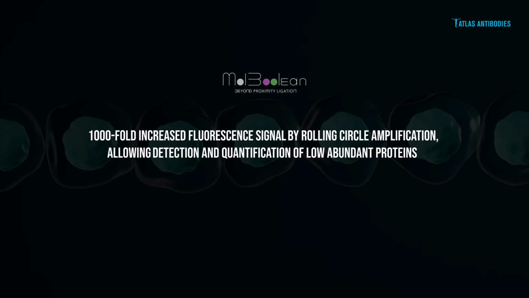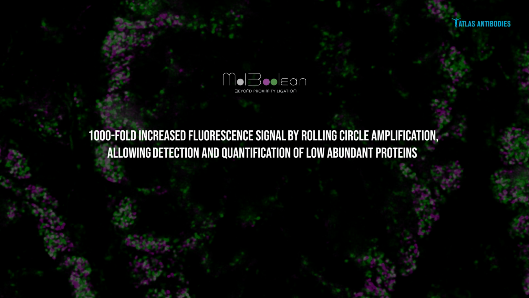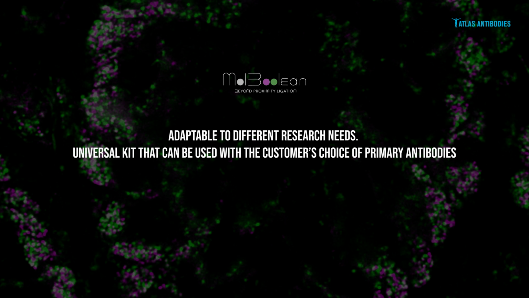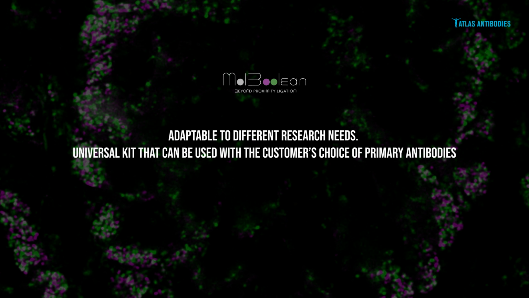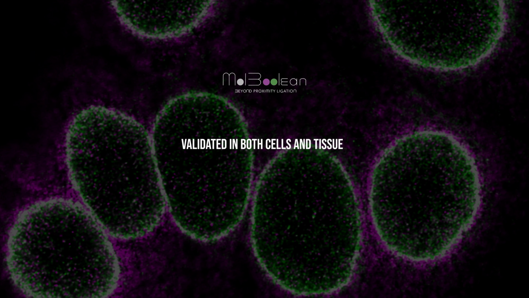1,000-fold increased fluorescence signal by rolling circle amplification, allowing detection and quantification of low abundant proteins. Adaptable to different research needs. Universal kit that can be used with the customer's choice of primary antibodies. Validated in both cells and tissue.